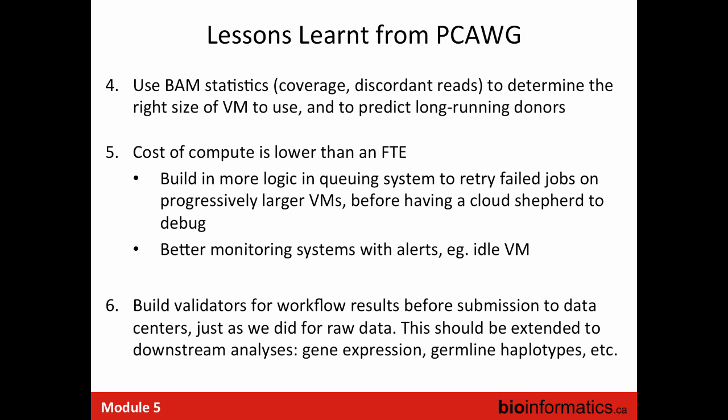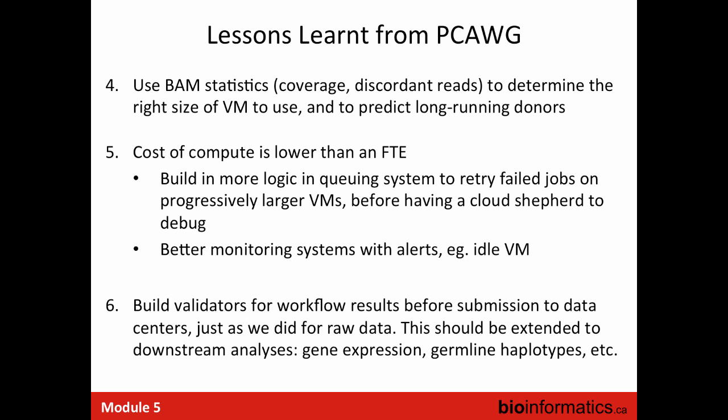And so, as I said, we could be smarter than we did during this project. George has already showed you an example. Based on the size of your BAM file, choose your instance correctly right from the beginning. In this project, because of the way the queuing system was, we always used the same instance size for every sample, and then it might fail because it didn't have enough memory or disk space. That's something we could avoid by choosing the right VM right from the beginning. So some kind of calculator would really help. And then we can also predict our long runners based on BAM stats.